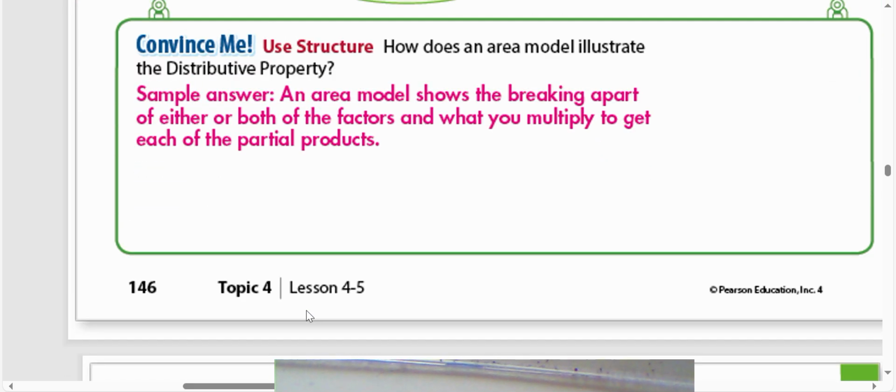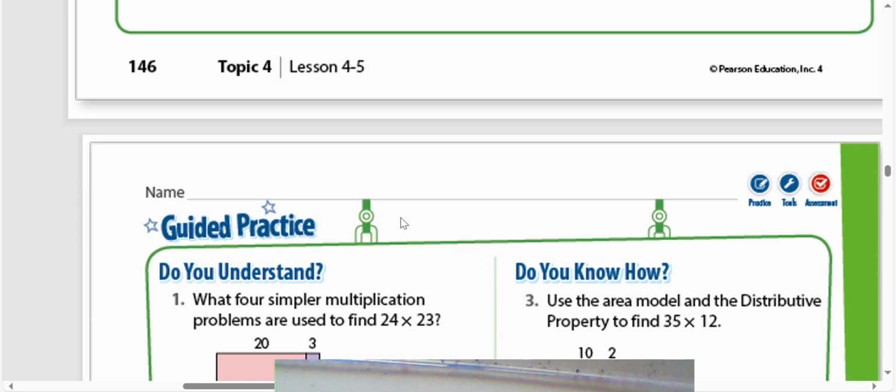Like me, we use structure to find the answer. How does an area model show the distributive property? You can use the distributive property. An area model shows the breaking apart of either or both of the factors and shows what you multiply to get each of the partial products, using the distributive property also.